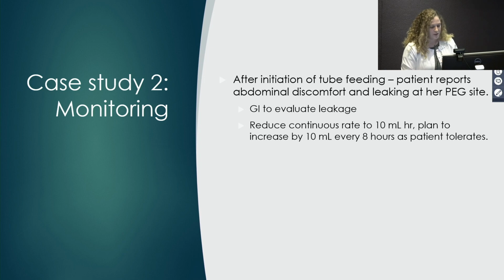So after she has her PEG tube placed and feedings are started, I follow up with her, and she's reporting a little bit of abdominal discomfort and some trouble with leaking at her PEG site. So the GI doctors were called in to evaluate that leakage to see if there's anything they could do to kind of troubleshoot for her. And because of the abdominal pain, we actually reduced her tube feeding rate, took it down to 10 mils an hour with a plan to gradually increase every 8 hours as she's tolerating.